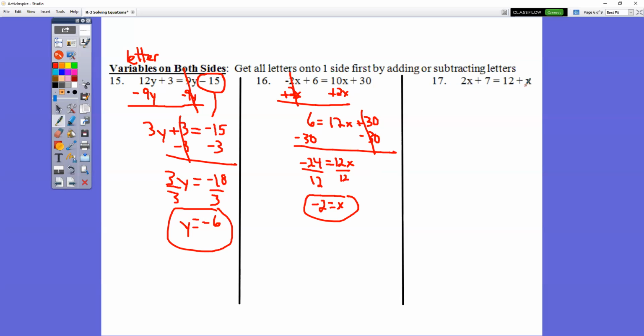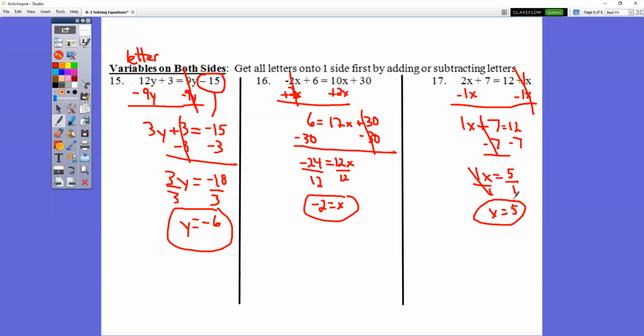In this last one, remember that anytime that you have a letter all by itself, there's really a 1 in front of it. So that's really a plus 1x at the end. Again, you have your choice. You could subtract 2x from both sides, or you could subtract 1x from both sides. I like working with the smaller of the two letters first. So we have 1x plus 7 equals 12, minus 7, minus 7. So we have 1x equals 5, divide by 1, and you get x equals 5.